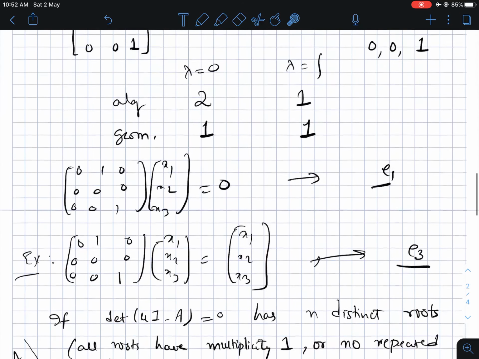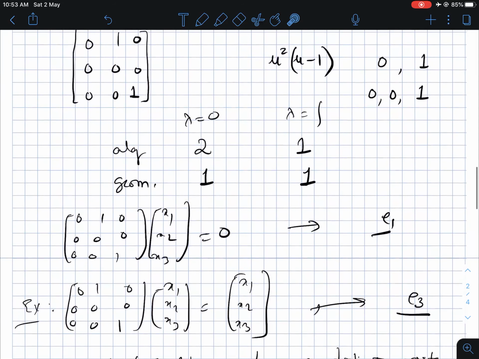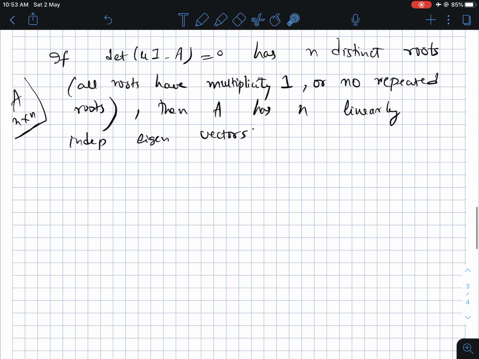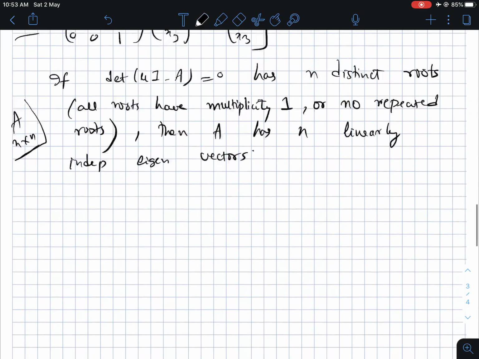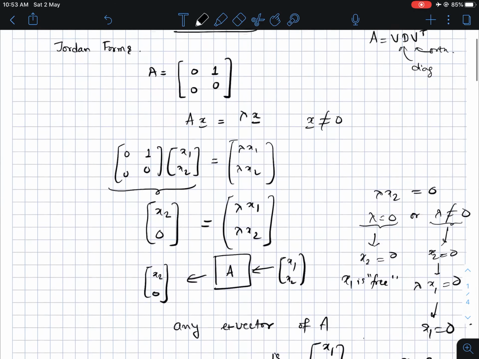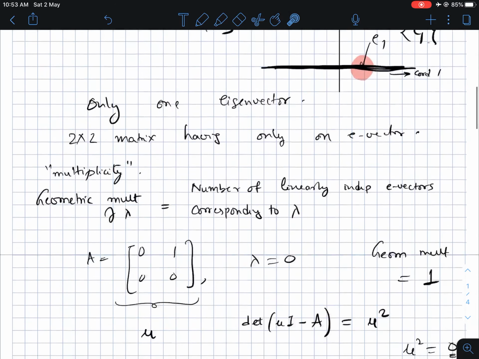So this scenario is not limited to 2 cross 2, 3 cross 3 matrices. In fact, here I gave you an example of a 3 cross 3 matrix with 2 eigenvectors. You can actually also construct a 3 cross 3 matrix that has only 1 eigenvector. So let's look at a direct generalization of this 2 cross 2 matrix, which is 0 1 0 0. Let's just generalize it.